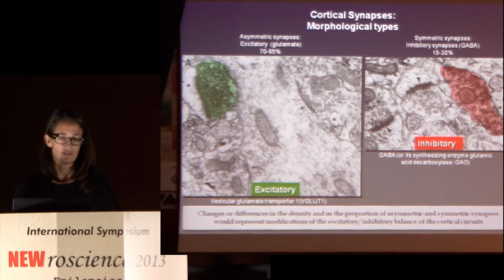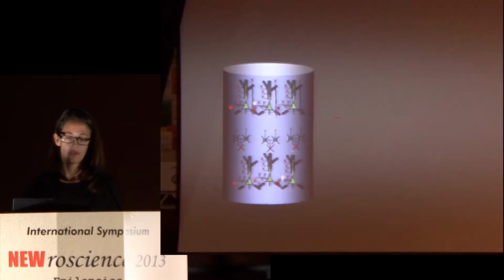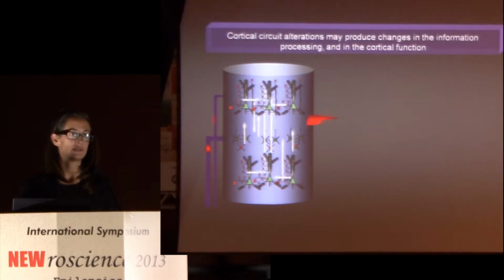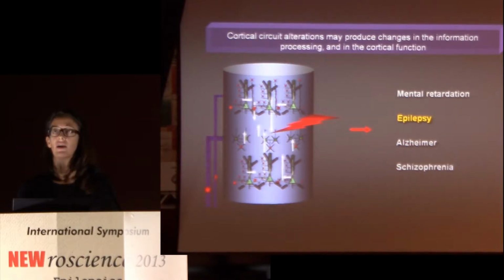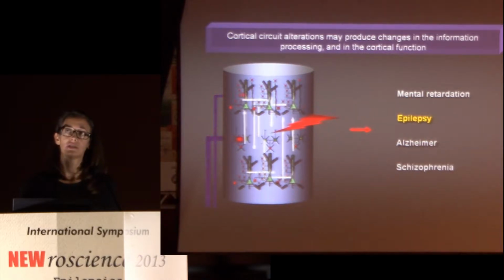It's very important to study the proportion of these two kinds of synapses, because changes or differences in the density and in the proportion of asymmetric and symmetric synapses would represent modification of the excitatory and inhibitory balance of the cortical circuits. So if we have a complete idea of the elements and how they are connected, we have to consider that the cortical circuits are strictly regulated, and any alteration may produce changes in the information processing and then in the cortical function. We can consider that epilepsy is a consequence of a malfunction of these cortical circuits.